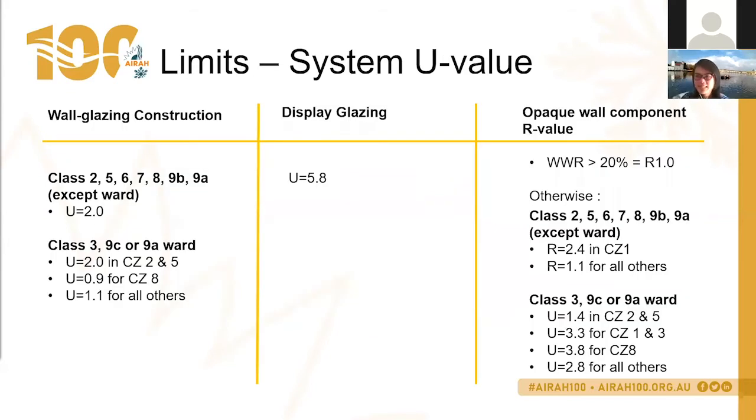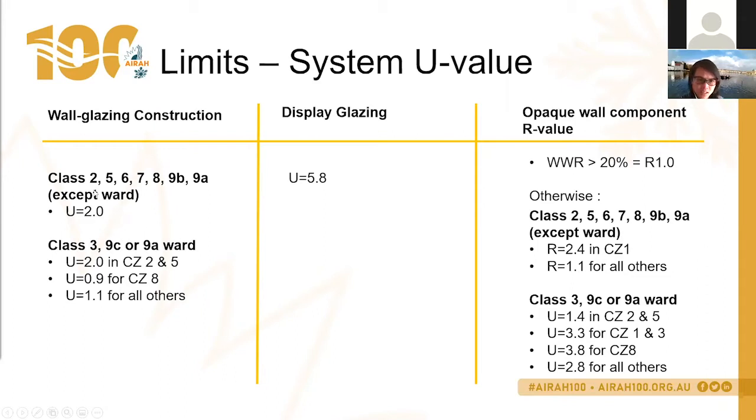So with the system U value, what does the code require? Let's start from the left side. On your wall glazing construction, that's the total U value of your wall and your glazing combined. For all classes on the top there, classes 2, 5, 6, 7, 8, 9, except for the ward, your requirement is you can't exceed a U value of 2.0.